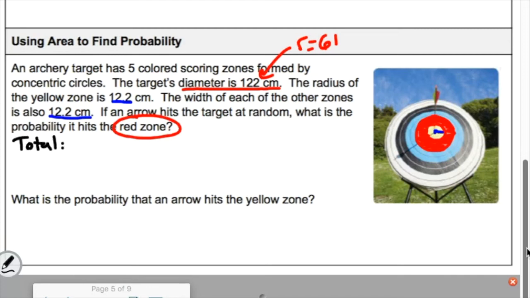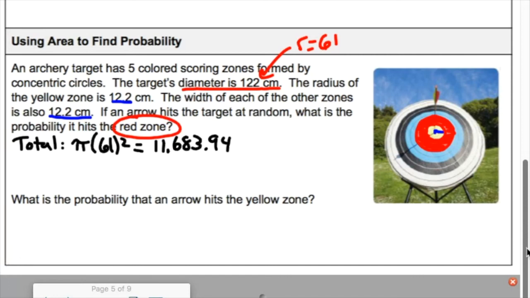We found that the radius is 61, so it's just pi times 61 squared for this circular area, this circular dartboard, this archery target. So it's about 11,683.94. You can plug it into your calculator to check. After that, we need the red zone.